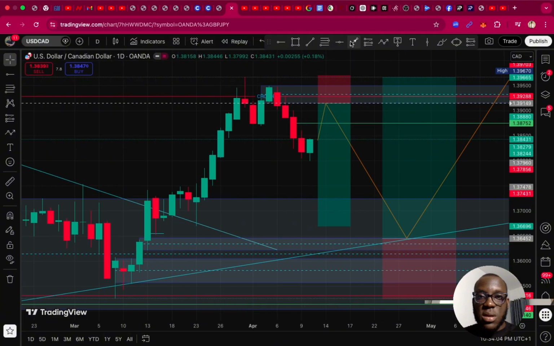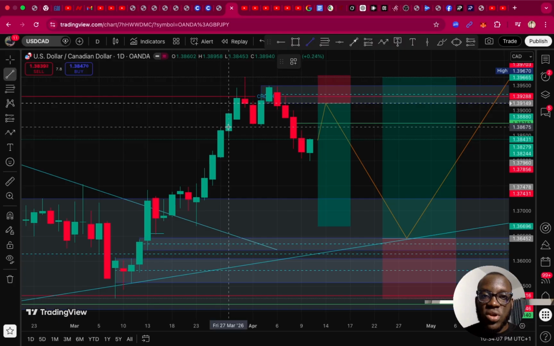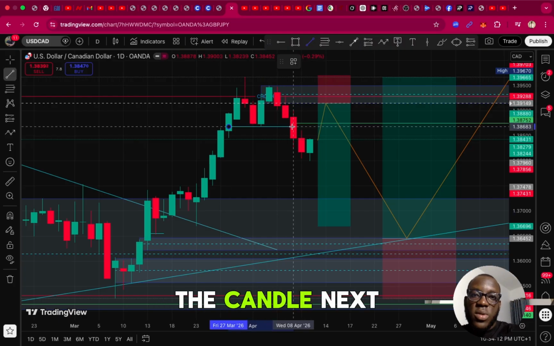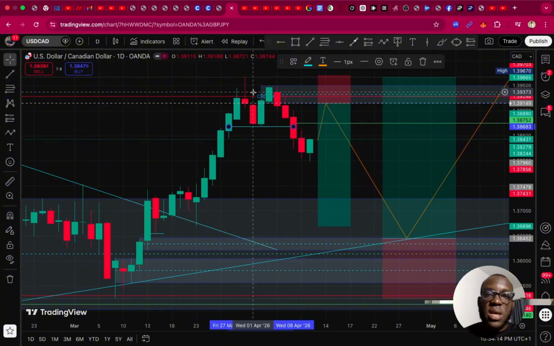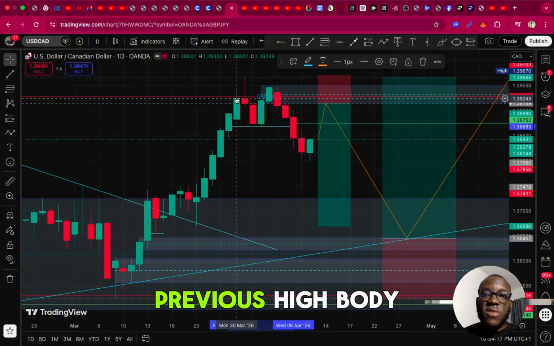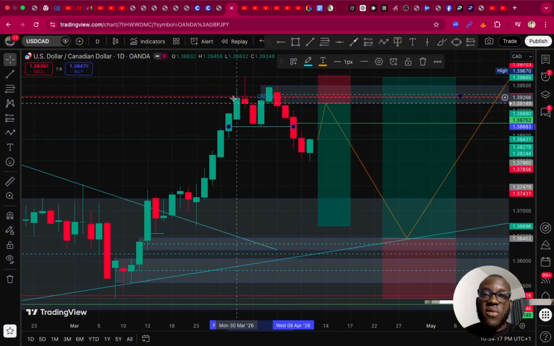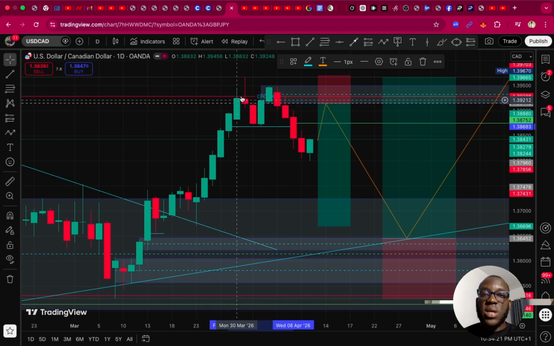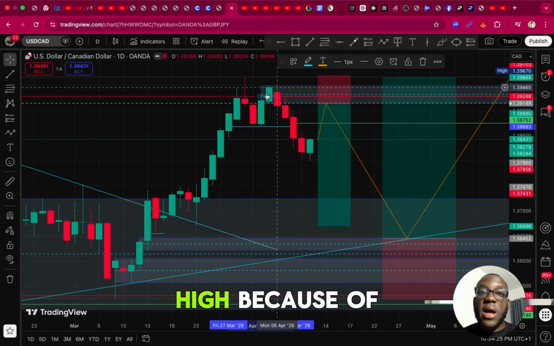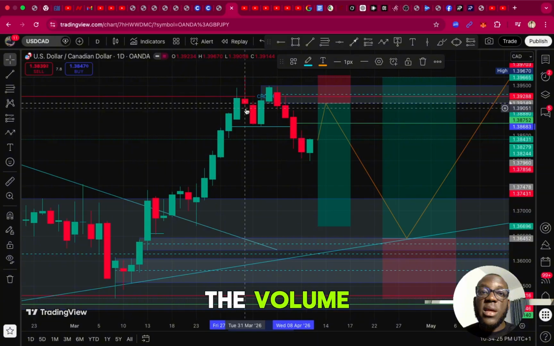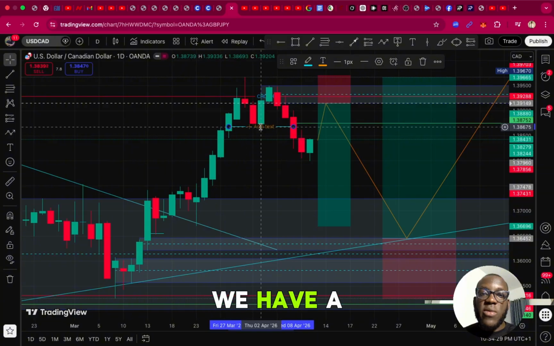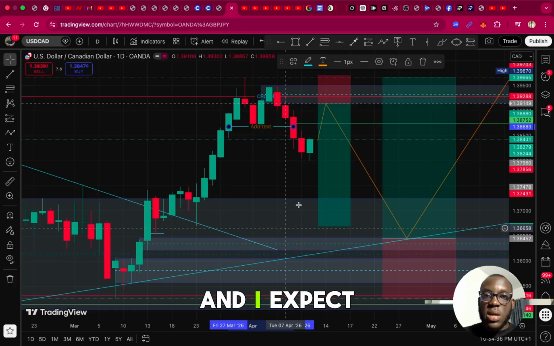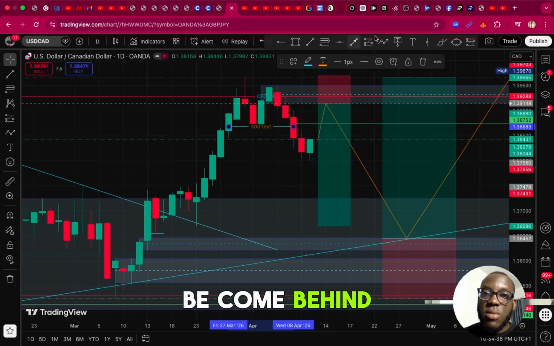Already this area is our break of structure, although we don't have a higher high. But looking at the next candle here, the body actually closed above the previous high body. So I characterize this as a higher high because of the volume. So here we have a break of structure, and I expect the market to come behind it.